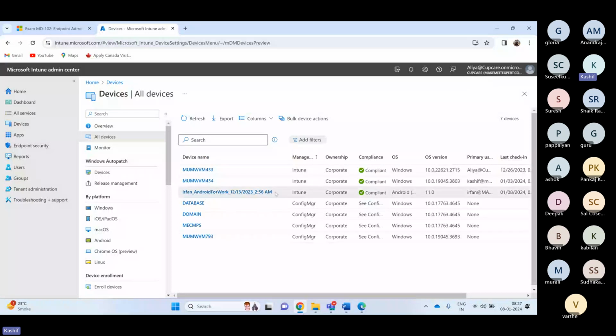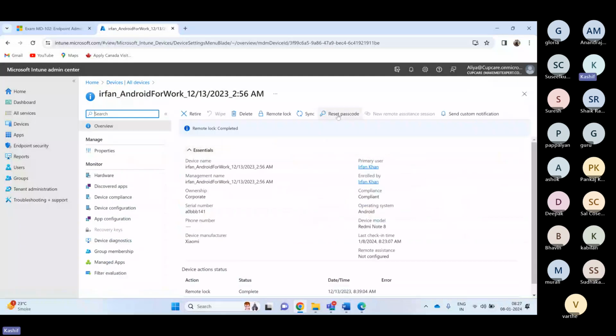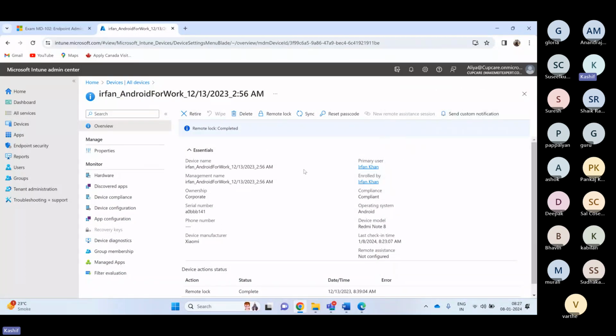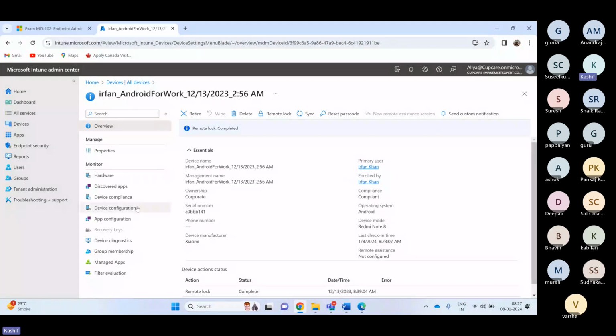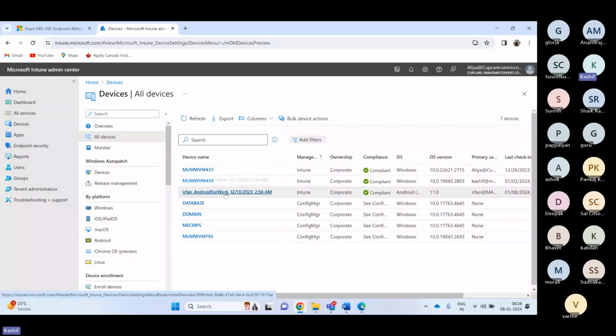We will have complete control of the devices once the devices are showing up here. Suppose this Android device. If I click on this device, I can reset the password of this device, sync, remote lock, delete, retire. I can send a custom notification to the device. So I have complete control of the device. I can send applications and policies to this device. There are many things which I can do. It is basically enterprise device management. If the device is lost, I can wipe the device, factory reset the device.